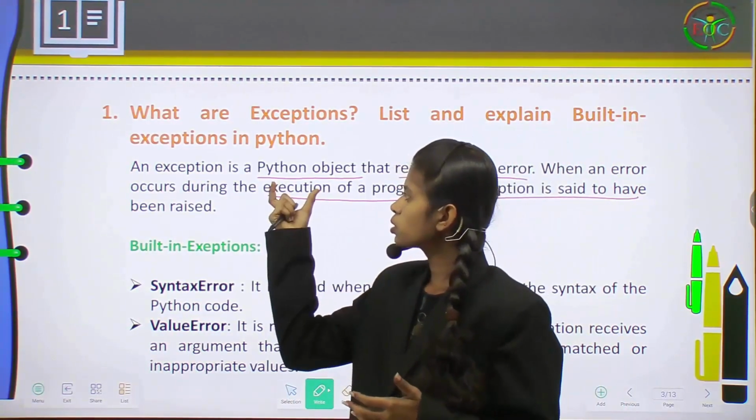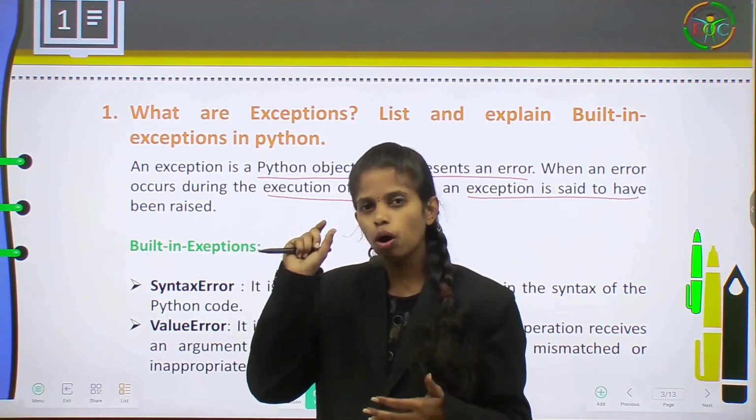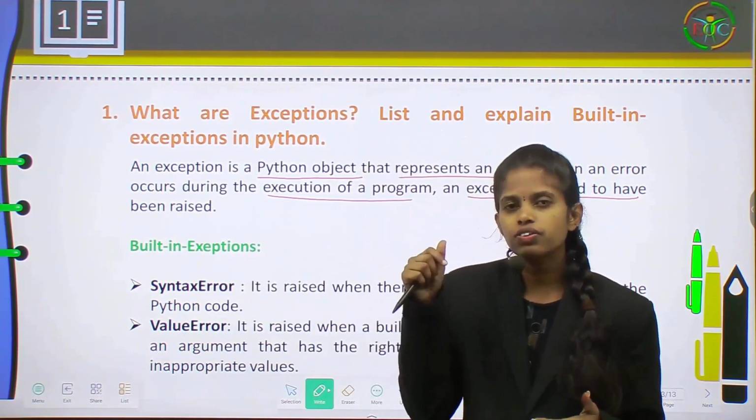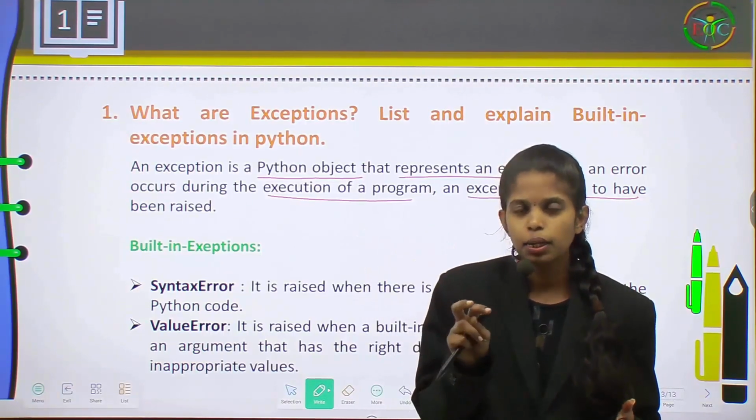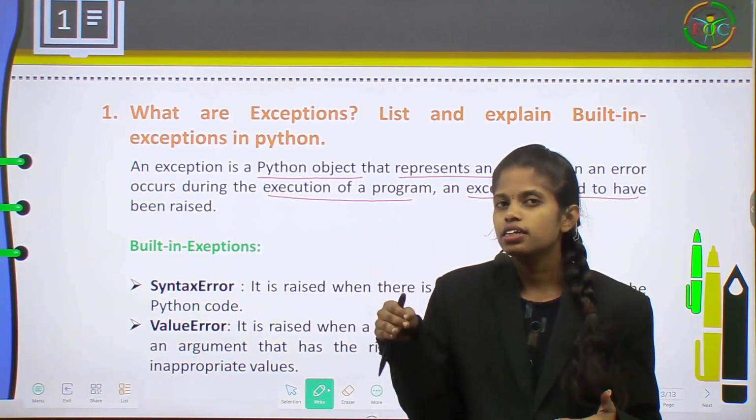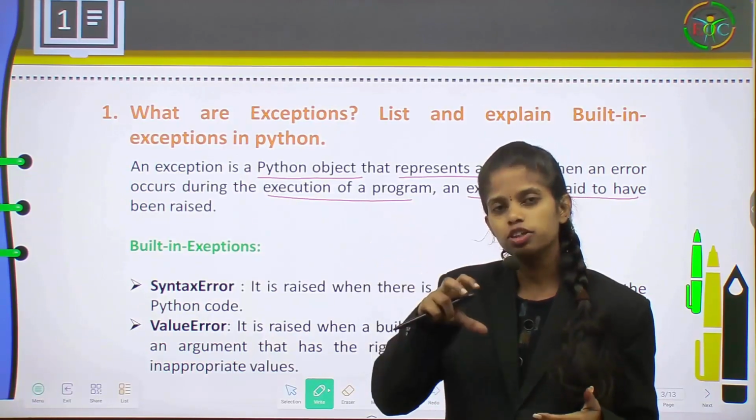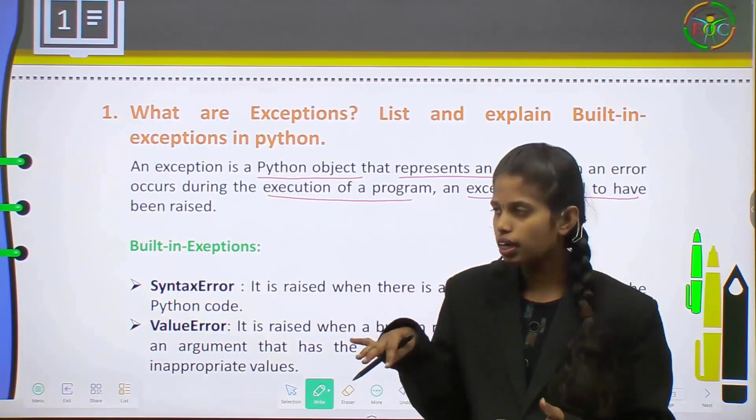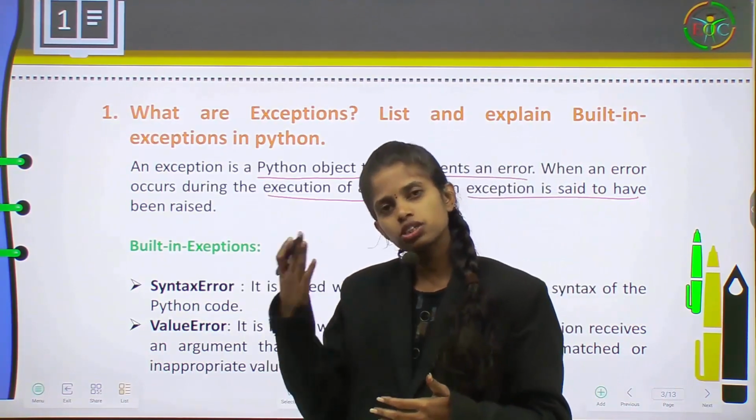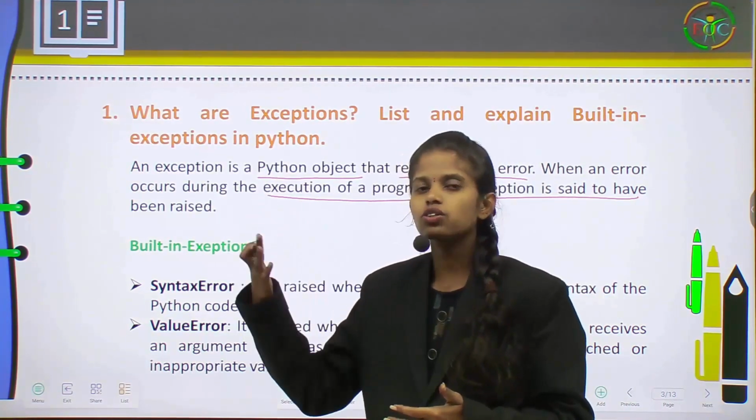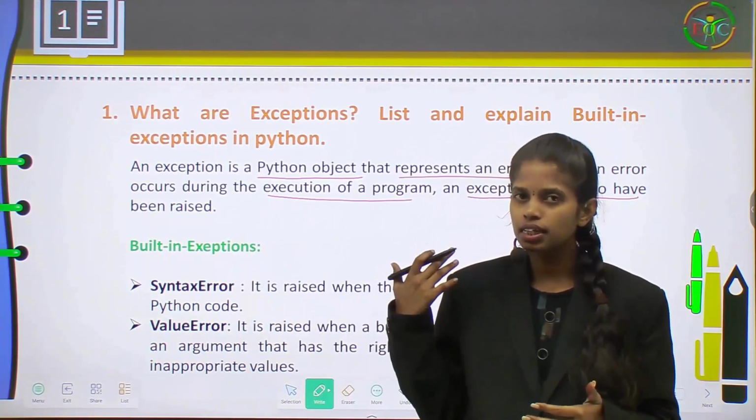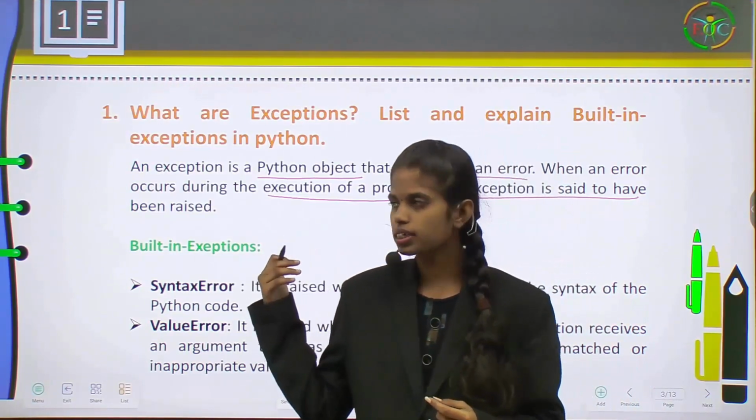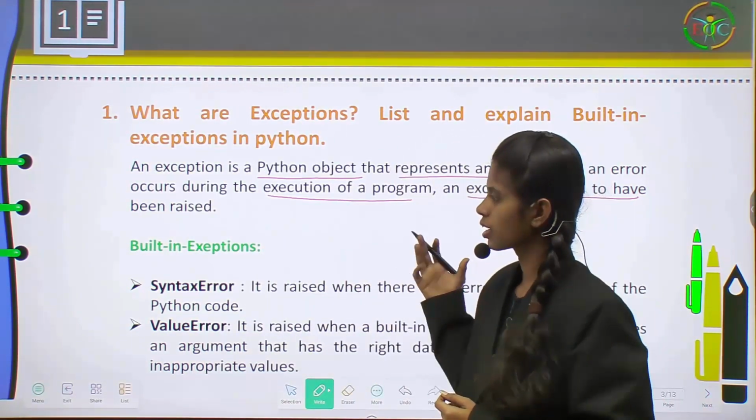So you know what an exception is. It's a Python object which will inform you that there is an error. This applies when errors are found during the execution of the program. See here, when the execution started, in the execution phase, if there are any kinds of errors, then those kinds of errors are known as exceptions.